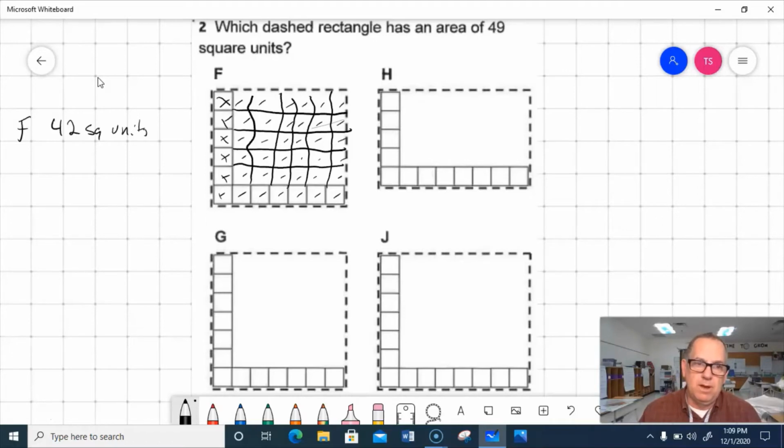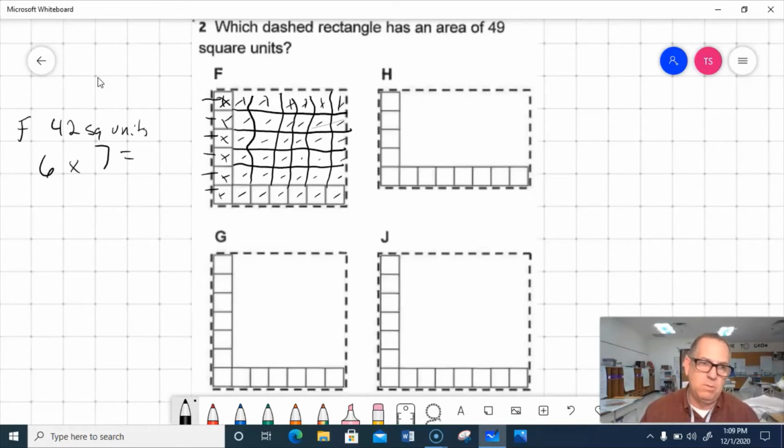So I would go ahead and count 1, 2, 3, 4, 5, 6. So there's 6 rows, and I multiply that by how many are in each row. That's 1, 2, 3, 4, 5, 6, 7. So I could do 6 times 7.